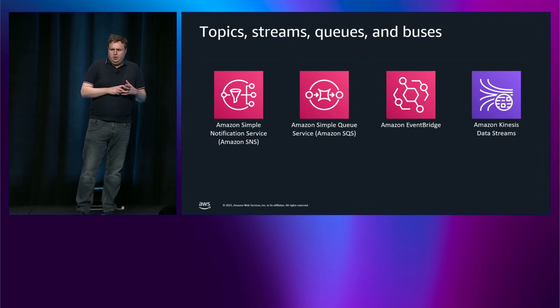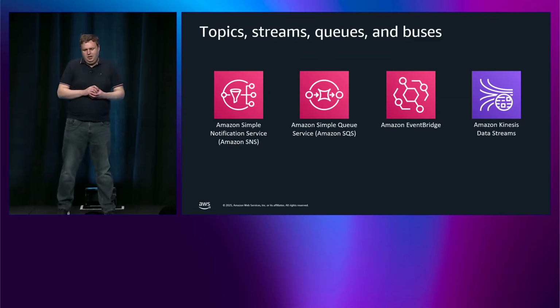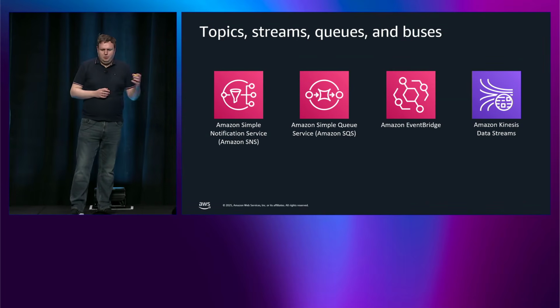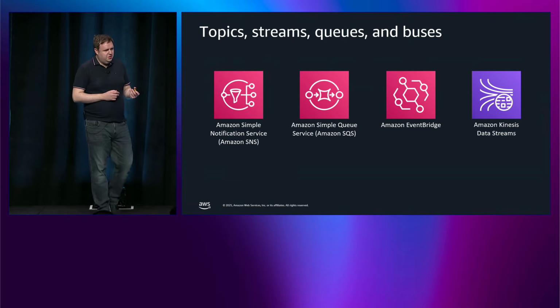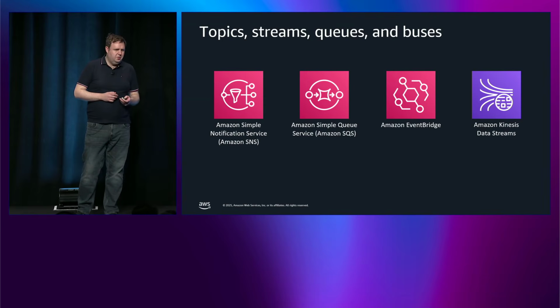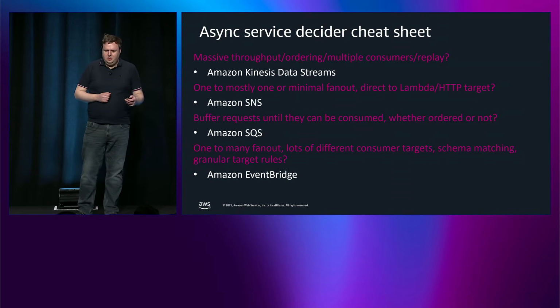So when you're looking to grow, you'll need to look at how you hold things together and also how you decouple them. And so you look at things like topics, streams, queues, and buses. And we've got 4 services here. We've got Simple Notification Service, Simple Queue Service, EventBridge, and Kinesis Data Streams. These all do slightly different things, and they all have different use cases.